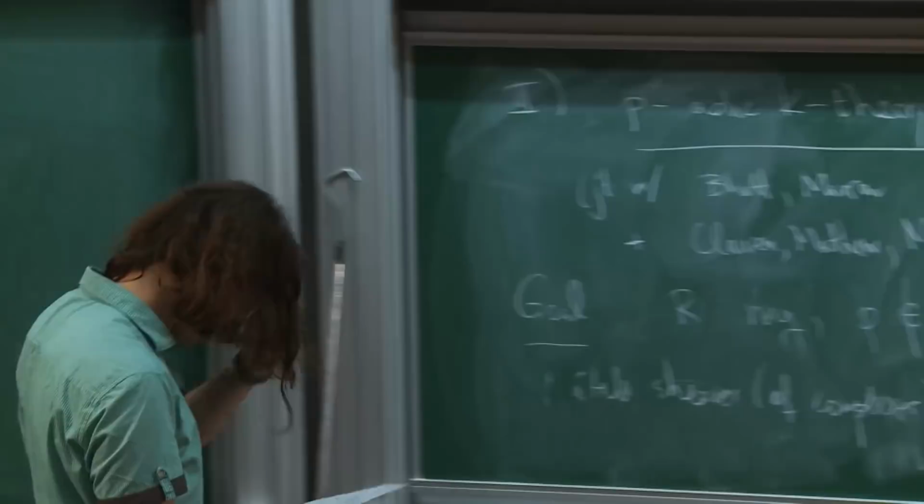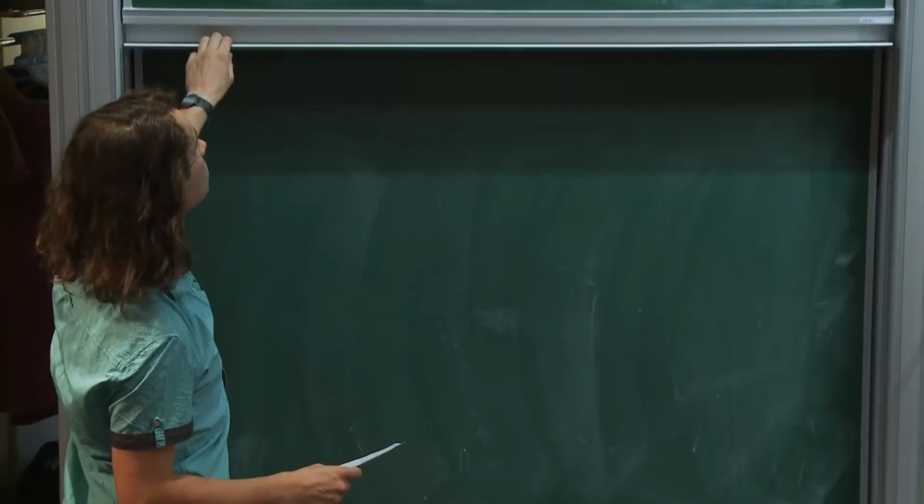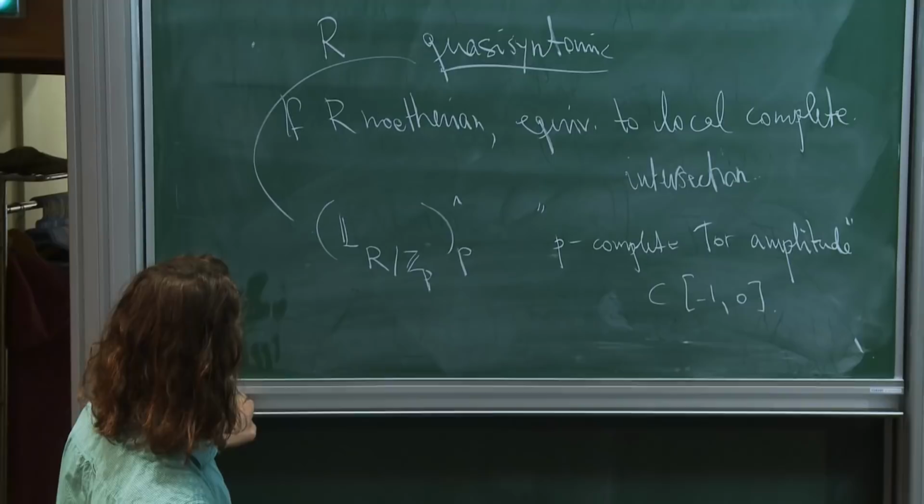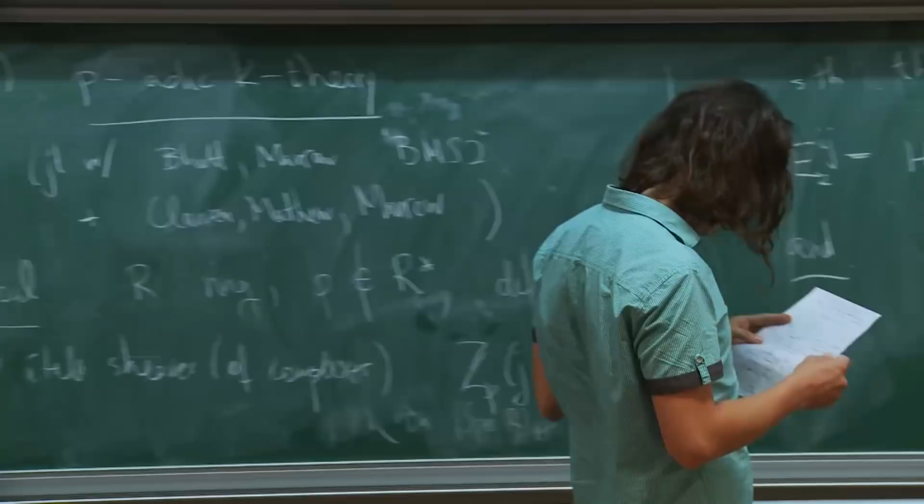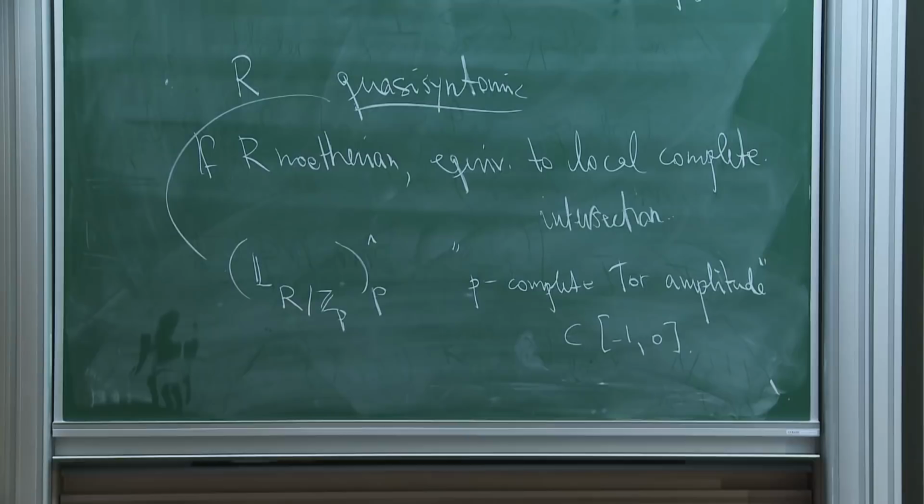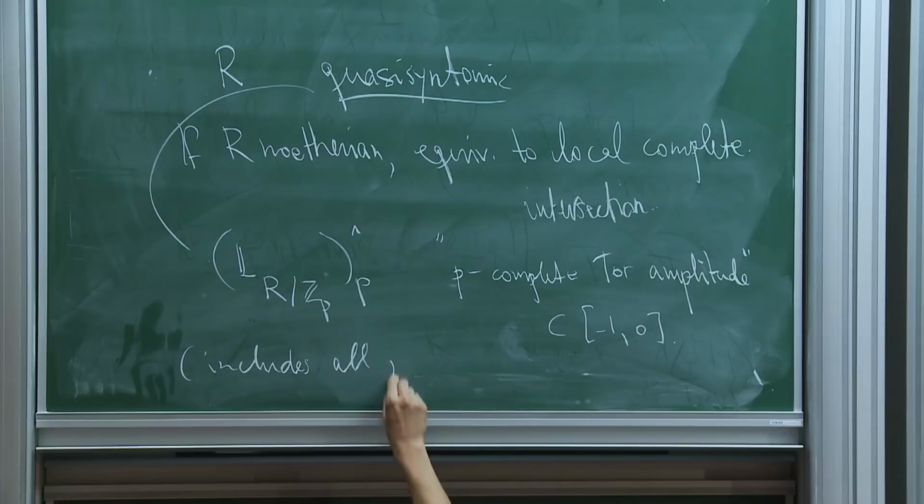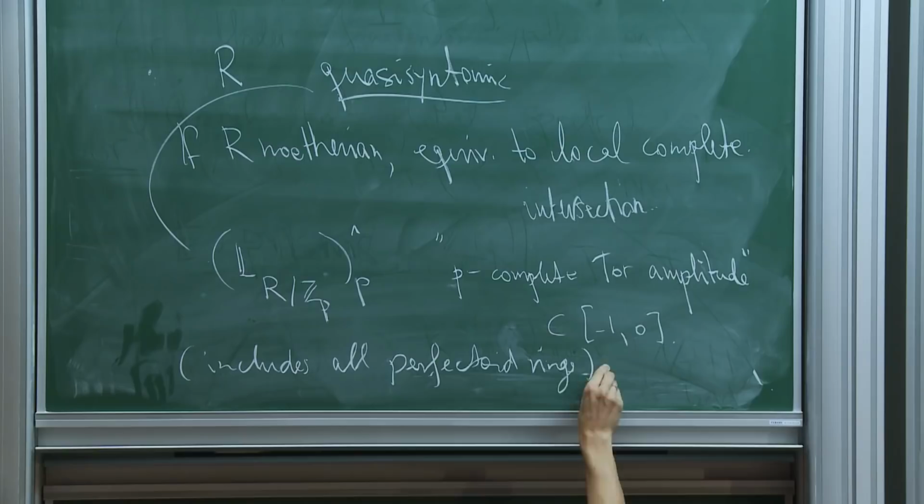You complete p-adically as an R-module, but you want it to be an R-module. But when you derived complete p-adically, that's why I make this assumption. So in particular, this includes all perfectoid rings, and all rings which are somehow formally smooth over perfectoid rings and stuff like that.